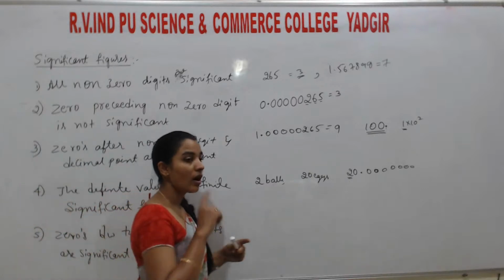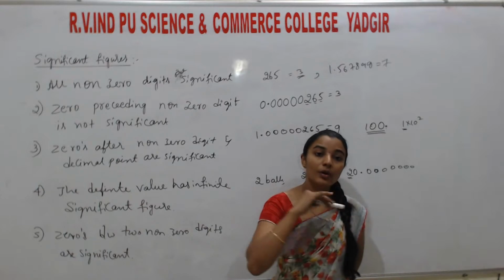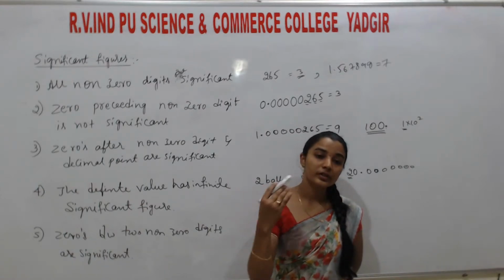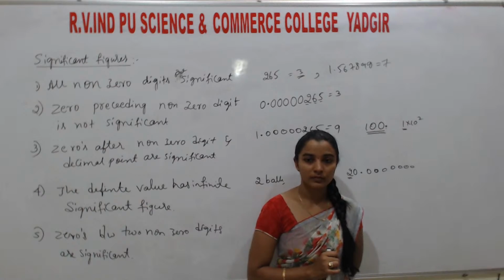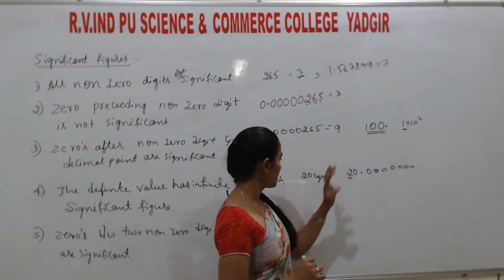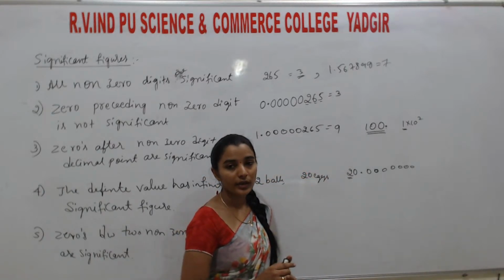So these are all significant figures. Means the thing is all non-zero digits are significant. Zero preceding a non-zero is non-significant. After the non-zero digit is significant. In between the non-zero is significant. Understood? Okay, decimal point I said, if the definite values are there, then they have infinite significant figures.